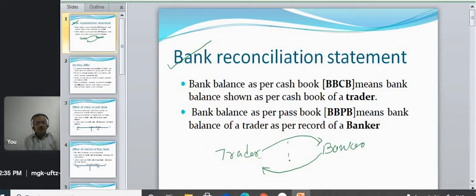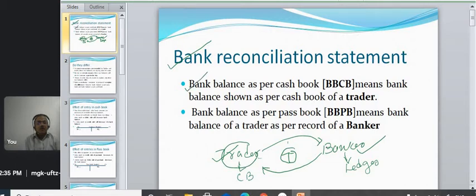The transactions, which I call T here, happening between trader and banker will be recorded by both. The trader records in his cash book and the banker records in his ledger. The bank balance as per trader is called bank balance as per cash book, and the bank balance as per the banker is called bank balance as per passbook.